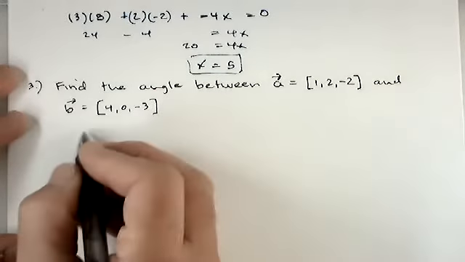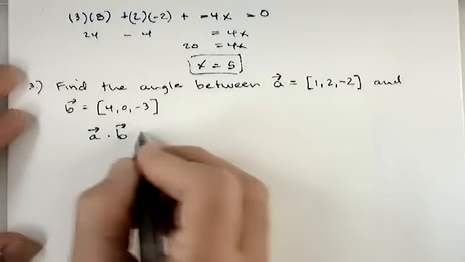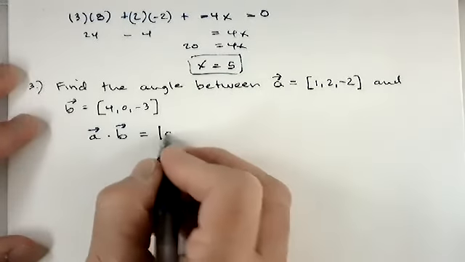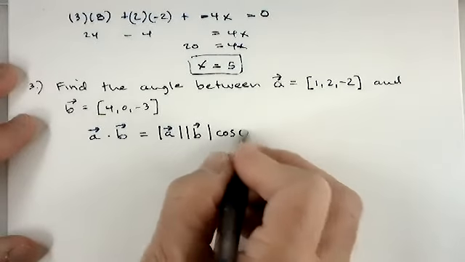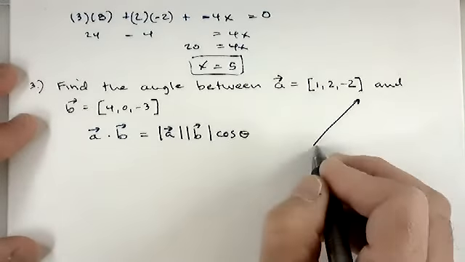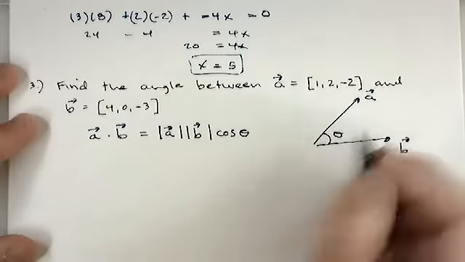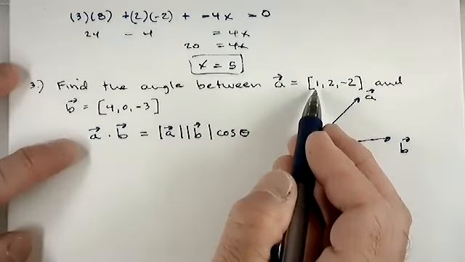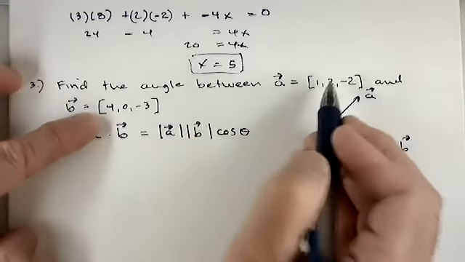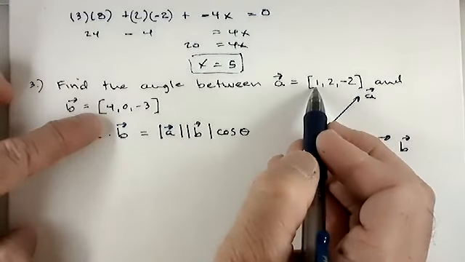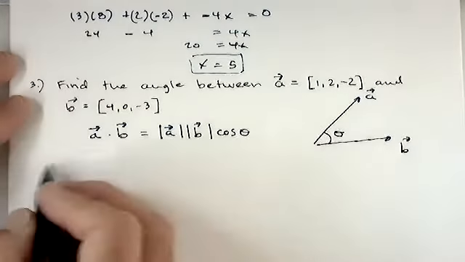I don't think I want to try to plot these. Because if I have A dotted with B, I know that one of the definitions is the magnitude of A times the magnitude of B times the cosine of the angle between them. We'll just assume there's some angle between the two. Well, I already know how to do A dotted with B. On the left side, I can work that out. I don't even need to know that angle theta because it's just going to be 4 times 1 plus 0 times 2 plus -3 times -2.